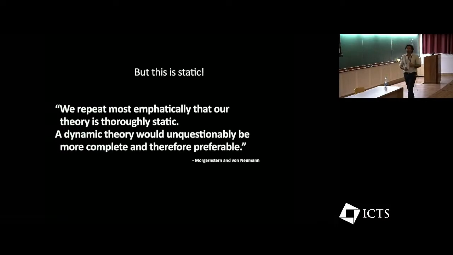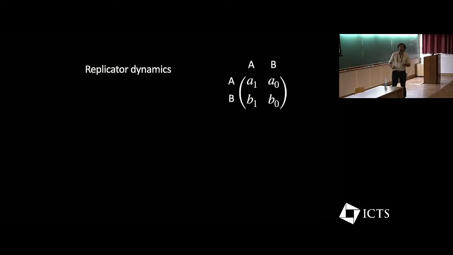Morgenstern and von Neumann also recognized that very presciently: "We repeat most emphatically that our theory is thoroughly static. A dynamic theory would unquestionably be more complete and therefore preferable." They were really pushing for that at that time, and thankfully we are going to be using replicator dynamics, which again you have been hearing a lot. I know this is a lot of repetition. Bear with me, we might use some of this. It's just putting things back in a certain notation which we will be able to use again. That's the only reason for that.